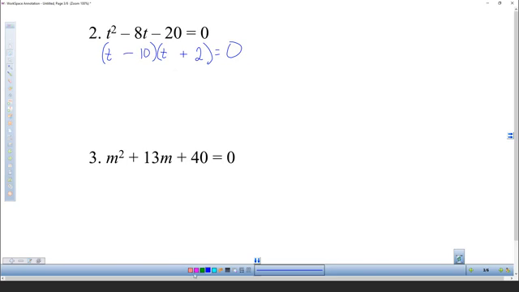Now the next step is that I take each of these factors and I set it equal to 0. So I take t minus 10 and I set it equal to 0, and I take t plus 2 and I set this equal to 0. And then I solve for t. So I add 10 to both sides and I get t is equal to 10, one solution. I subtract 2 from both sides and I get t is equal to -2, second solution, okay? So be super careful there and make sure you get to the end where it says variable equals a number before you ever look at those multiple choice answers, okay?